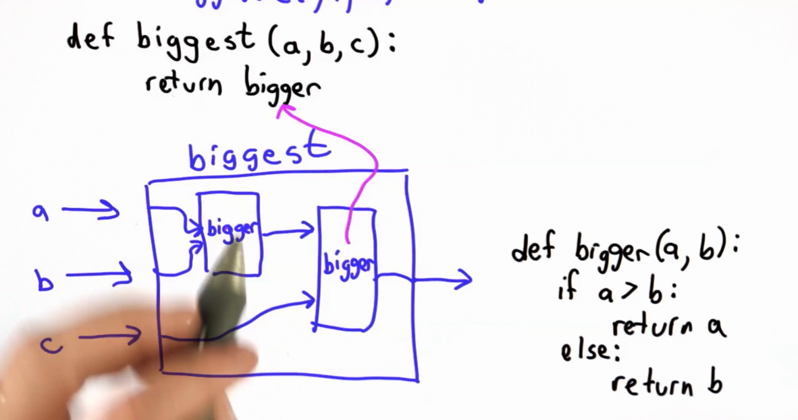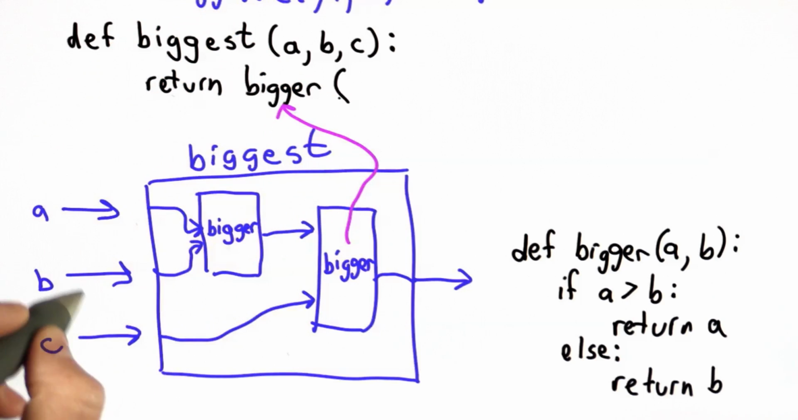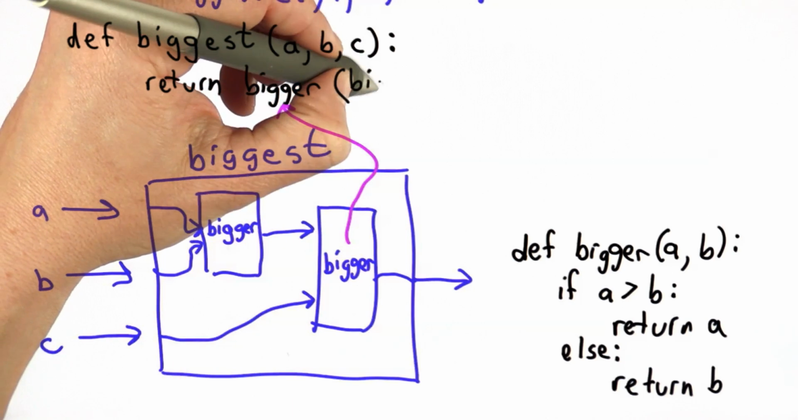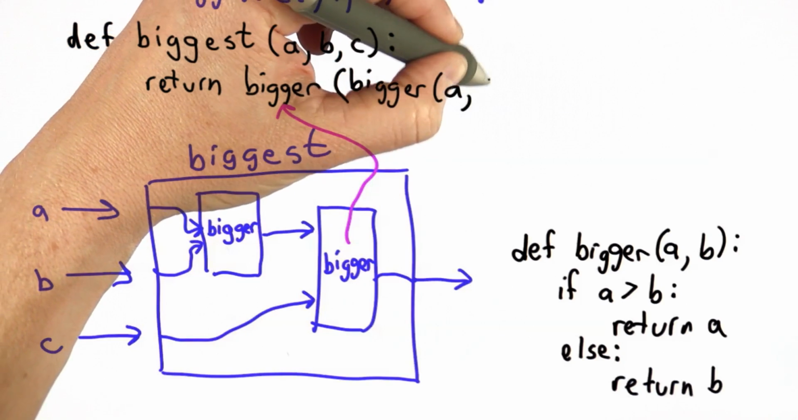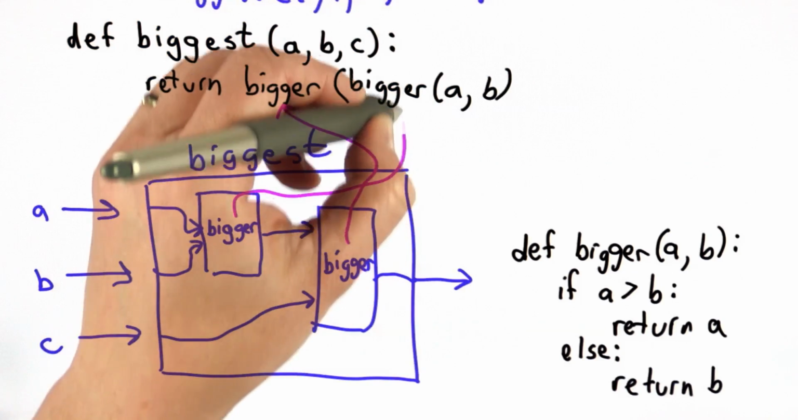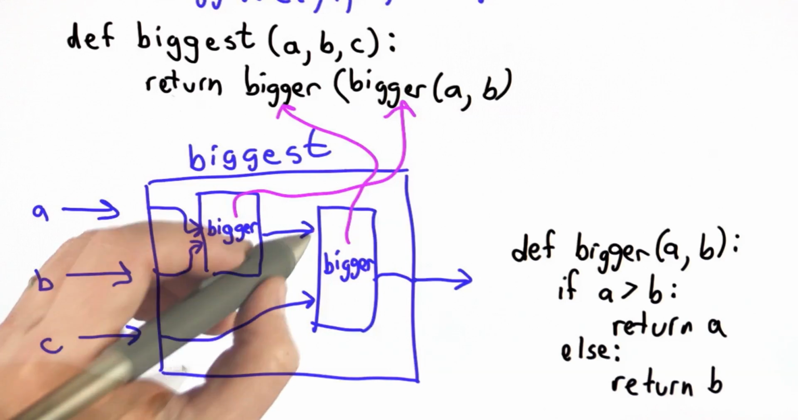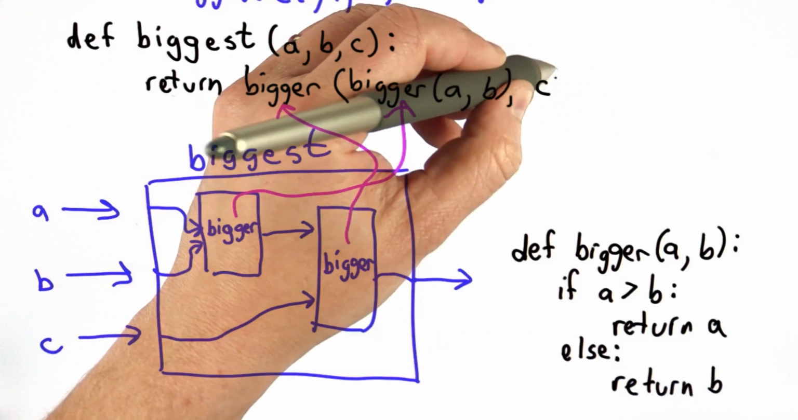So the input to this call to bigger, it has two inputs. It has the result of this one, which took A and B as its inputs. So that's what's here, taking in A and B, producing this output. That's one of the inputs. And then the second input to bigger is C.